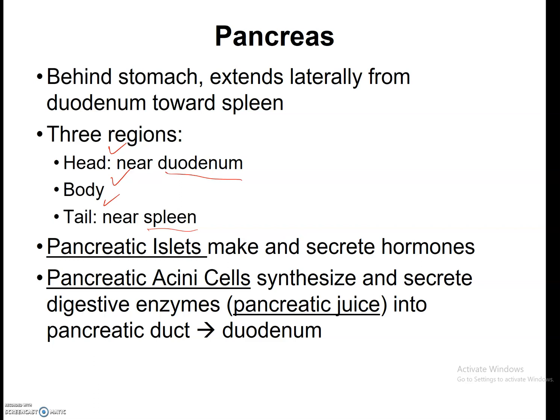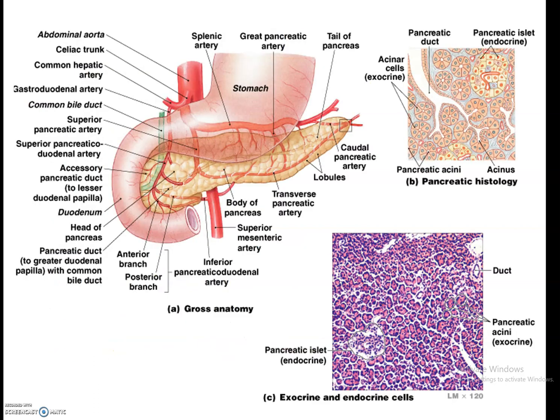And the pancreatic acini cells, these are the ones that make the enzymes, pancreatic juices, things like trypsinogen, other pancreatic enzymes that are going to be digesting the large macromolecules from the food that we eat. The digestive enzymes go through the pancreatic duct into the duodenum. And so here's a picture of the pancreas. We saw a little bit of this in the last exam in terms of vascularization, but the pancreas secretes into the duodenum. You can see the pancreatic duct here, right?